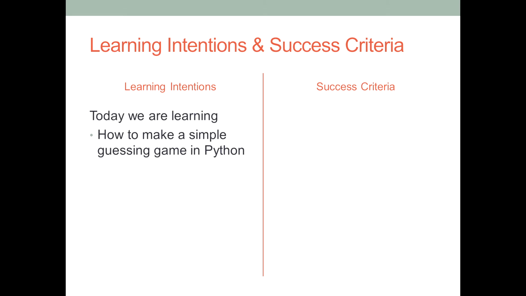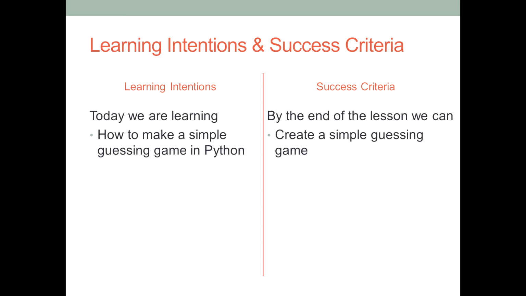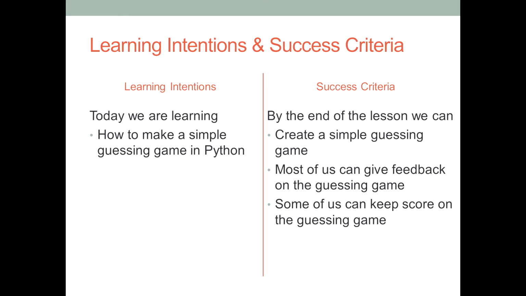We've got a learning intention and success criteria. Today we are learning how to make a simple guessing game in Python, and by the end of the lesson we can create that simple guessing game. Most of us can give feedback on the guessing game; we'll talk about what that means in a minute. And some of us can keep a score on that guessing game.